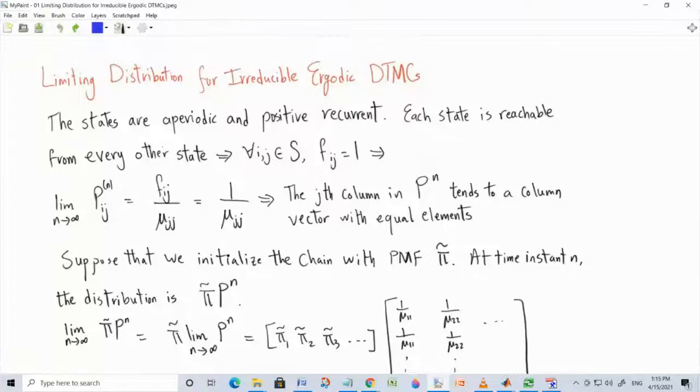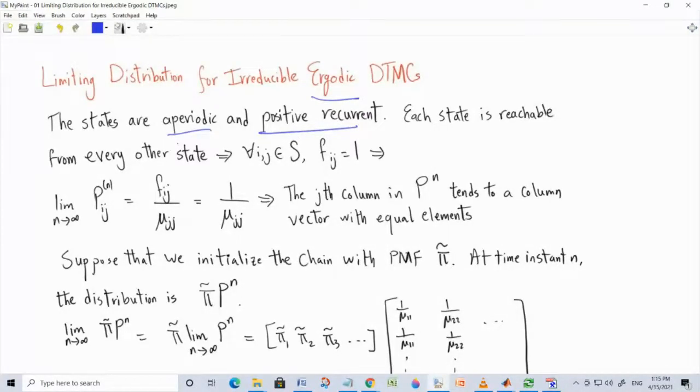Let's basically review the part from the last lecture. We were talking about the limiting distribution of an irreducible ergodic discrete time Markov chain. Here we are talking about a Markov chain that is irreducible, which means that every pair of states communicate. Another way of saying it is that every state is accessible from every other state. And ergodic means that the states are positive recurrent and they are aperiodic.